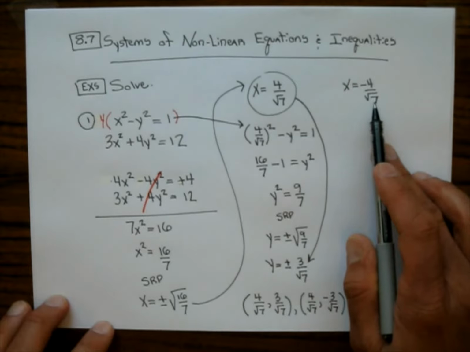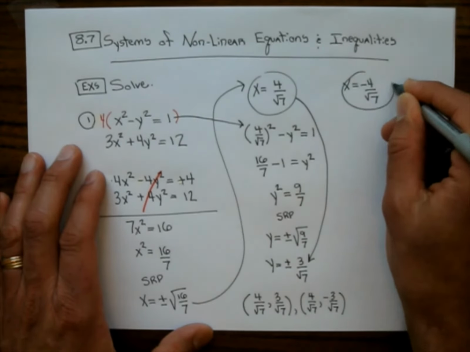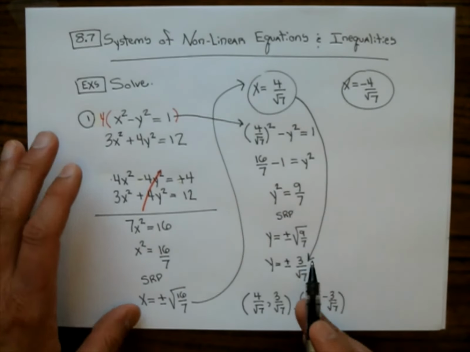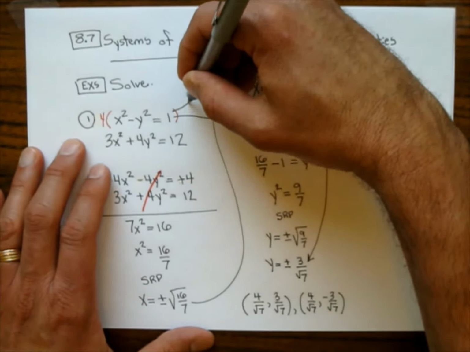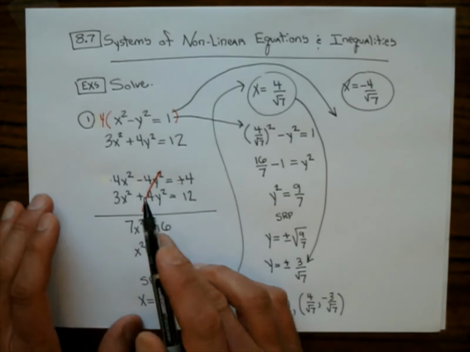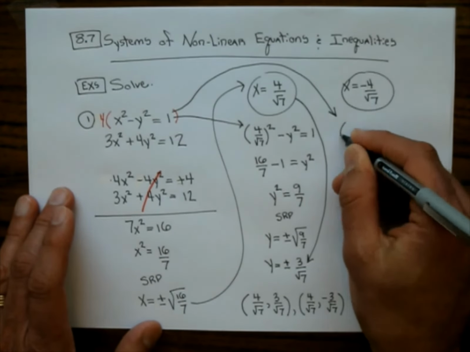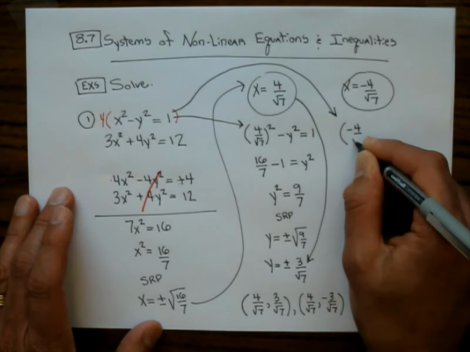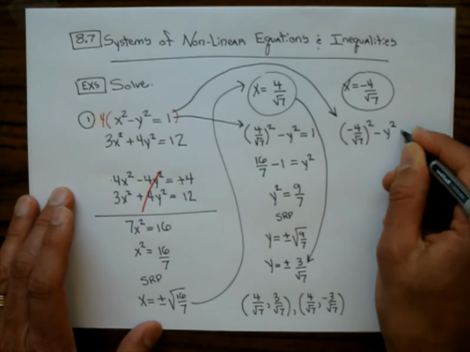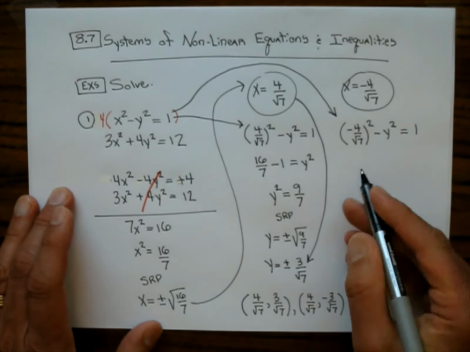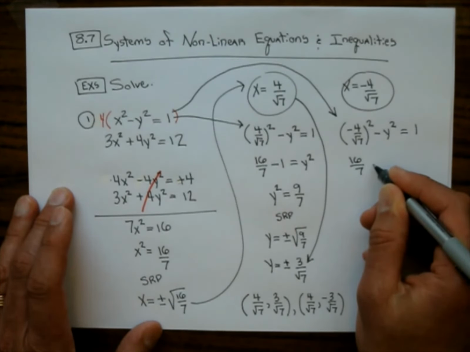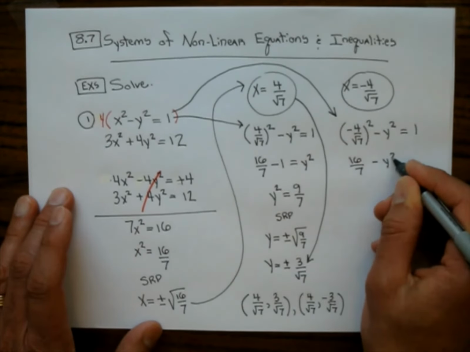Now I'm going to use this other x value. I'll put a circle around it because there's a circle around that one. Then we're going to plug that into the same equation. We can plug it into the bottom one if we want, but let's just do this again. This is negative 4 over the square root of 7, quantity squared, minus y squared equals 1. So I square that, that's going to give me 16 over 7 minus y squared equals 1.